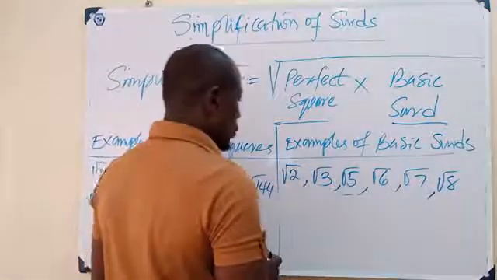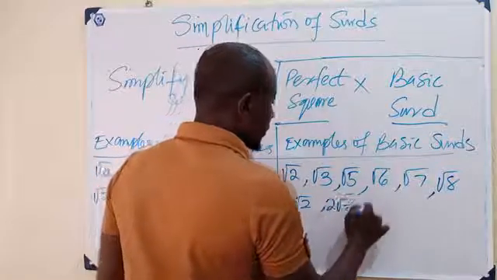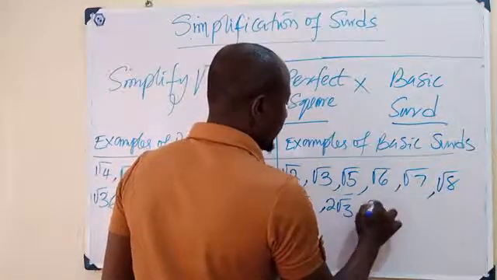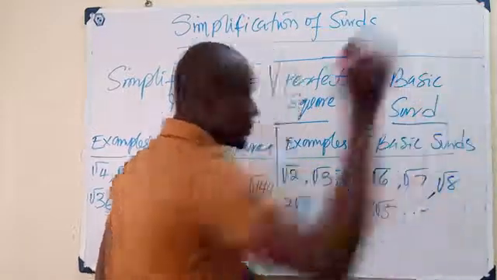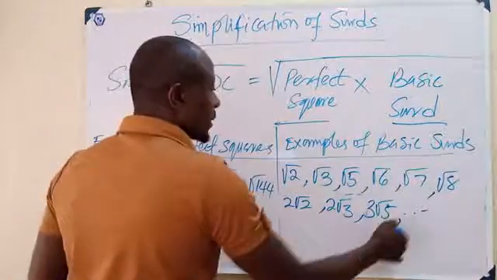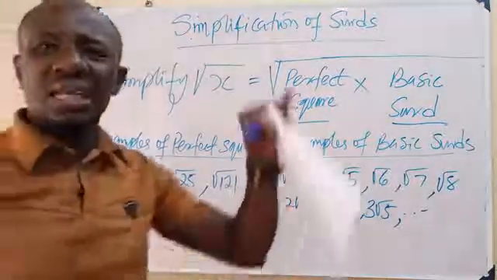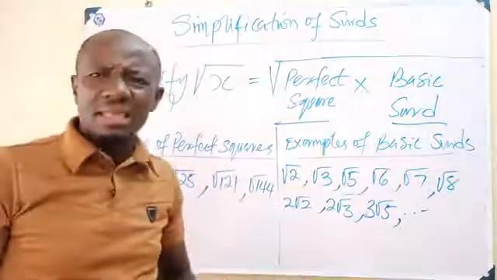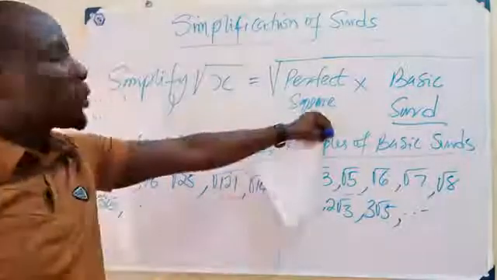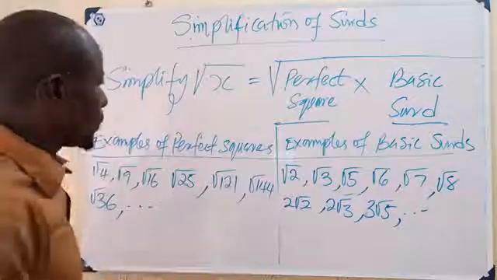So we can have 2 root 2, 2 root 3, 3 root 5, and many others. So you must understand this. If you want to understand problems involving surds and how to simplify them, how to break them down, you must follow this rule.